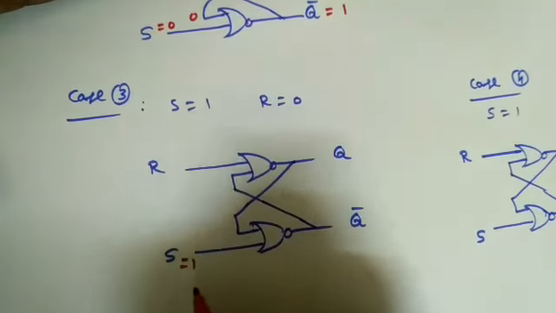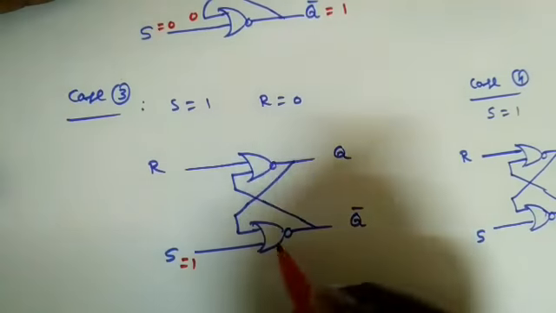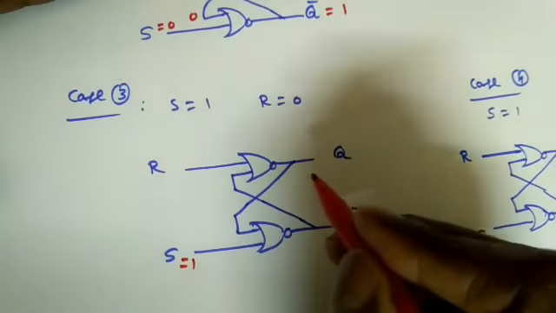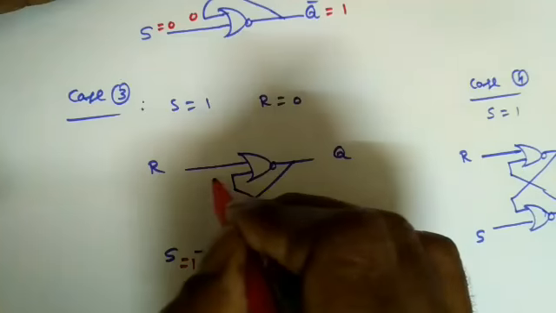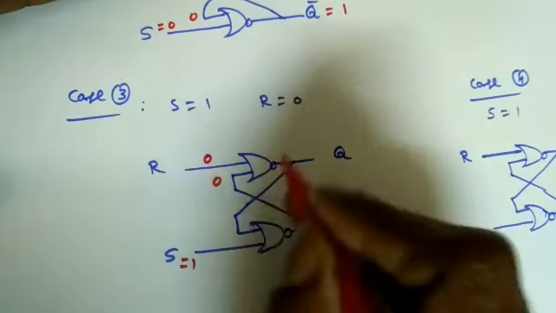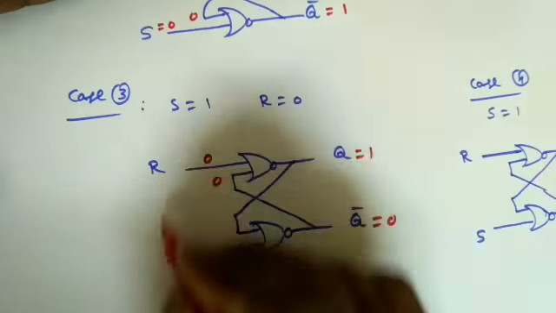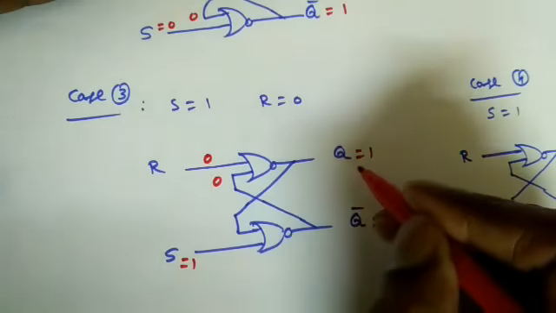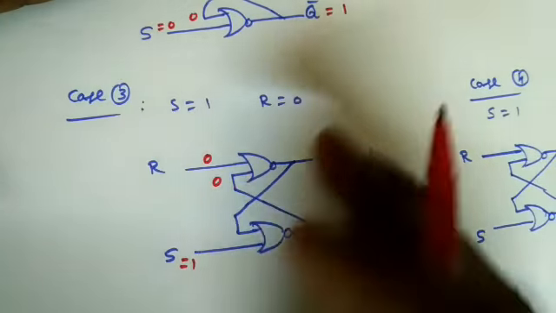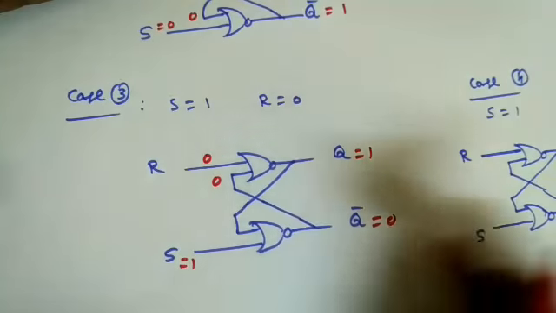Next, the third case, when S is equal to 1, R is equal to 0. So when S is equal to 1, there is no need of any other input. Directly 1 plus anything, 1 bar means I will get 0. So 0 is coming here, R is equal to 0, so 0 plus 0 whole bar, I will get 1. So when S is equal to 1, this SR latch is storing the information as 1, or it is in set state. So this is the third case.